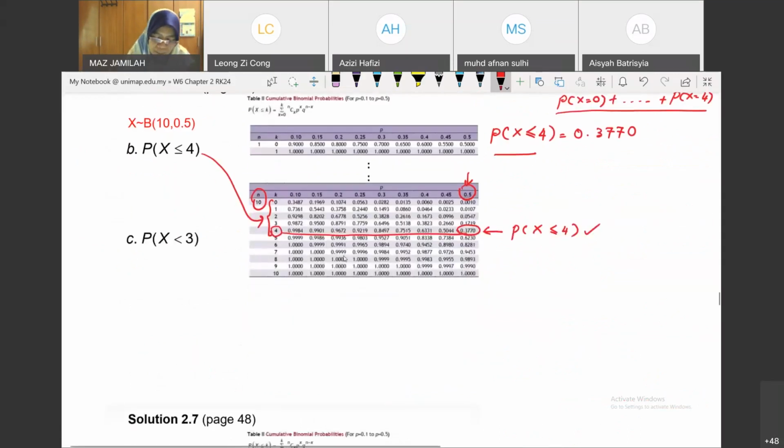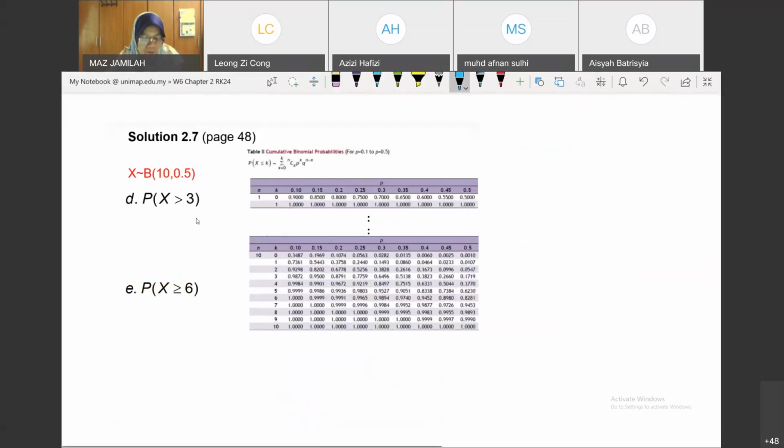Now, what about P(X < 3)? Is 3 included in your calculation? No, right? So if no, then you can directly say x is less than or equal to 2. It means that 0, 1, and 2 will be included in your calculation. That's why for this one, the answer would be 0.0547. As simple as that. Okay, class?